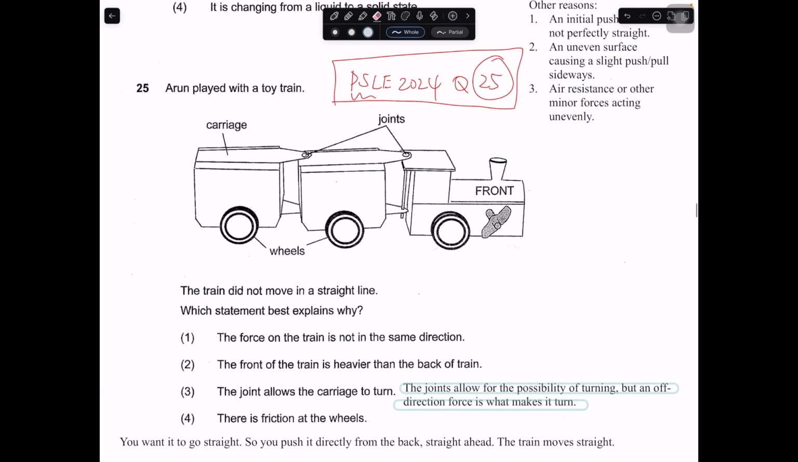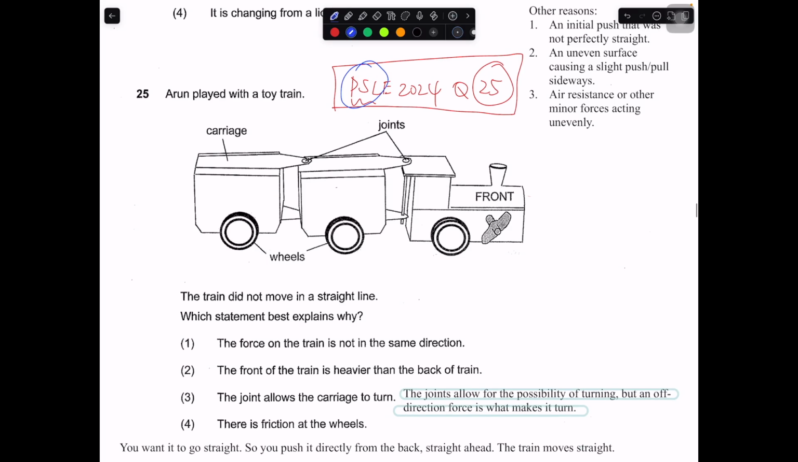So today I'll be going through PSLE 2024 question number 25. So I know we're playing a toy train. The toy train did not move in a straight line. Which statement best explains this? So you need to imagine that you yourself are playing with this toy train.